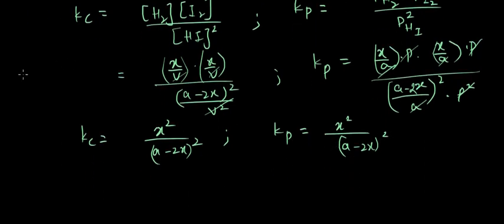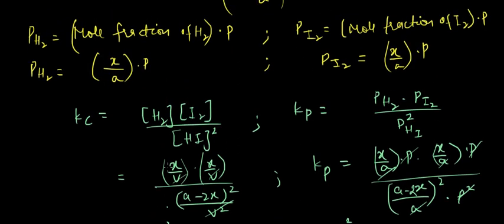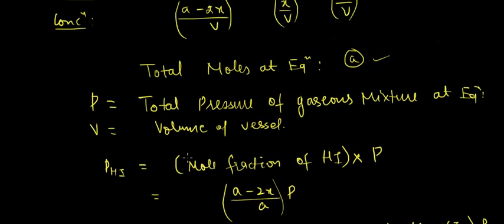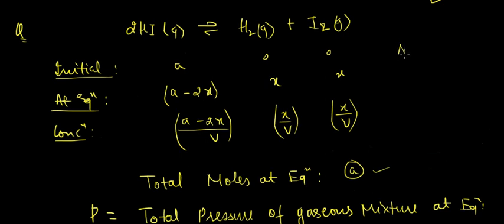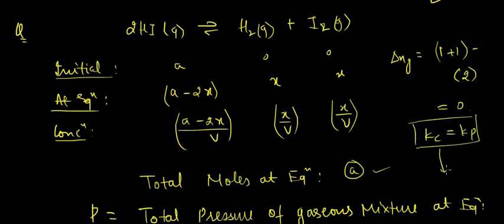So we can also see here in the reaction that delta Ng in this case was 0. Why was it 0? Because the stoichiometric coefficient of gaseous products is 1 plus 1, and the stoichiometric coefficient of reactant is 2. Delta Ng is 0. That's why Kc would be equal to Kp, and we have also cross verified the same.